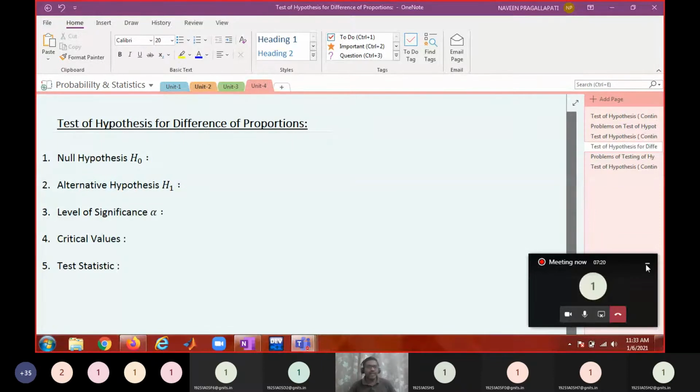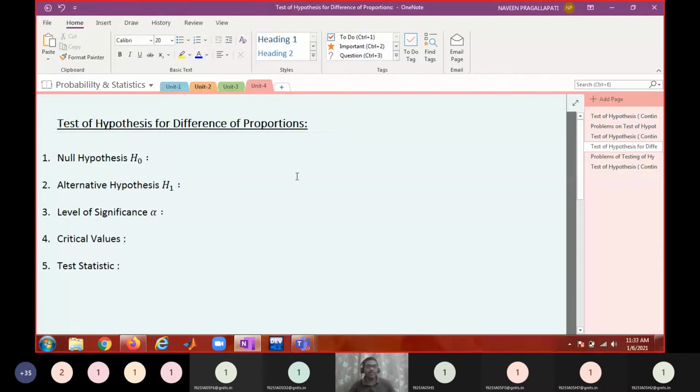So put this heading: test of hypothesis for difference of proportions.